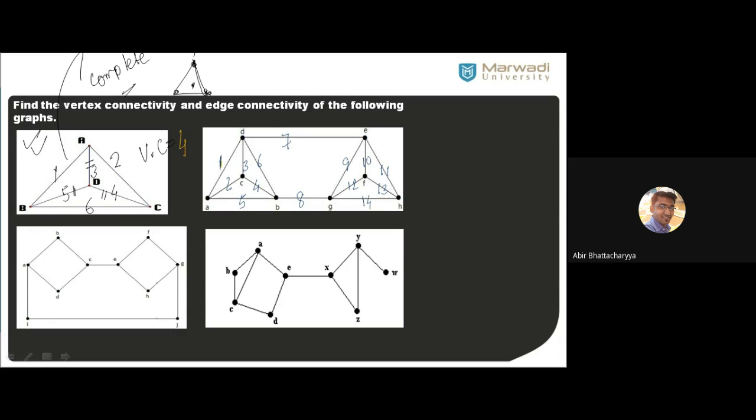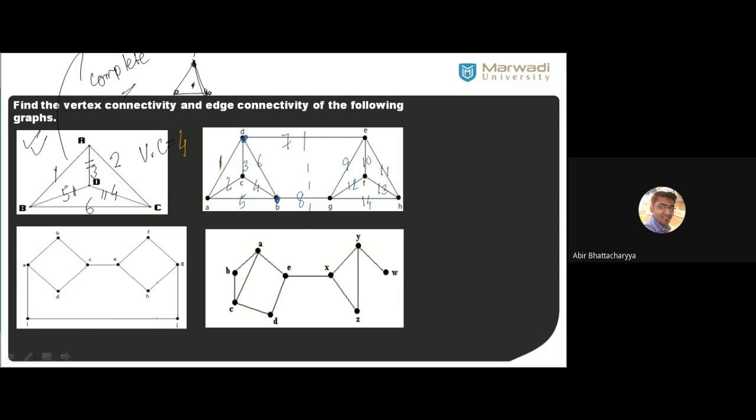So both are 2, right? In this case, we get the answer: both are 2. 7, 8 is the edge connectivity. That means if you delete 7 and 8, you can easily separate the graph into two parts. For VC you can delete B and D, or many more things are possible. Like someone said E and G. Yes, E and G is also possible. Nakibullah: DG. Yes, that is possible. DG is also possible. Okay.